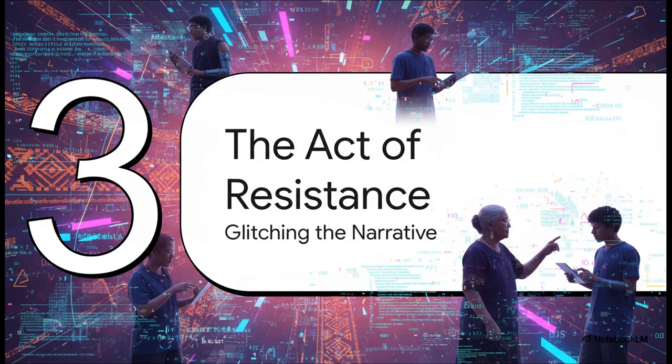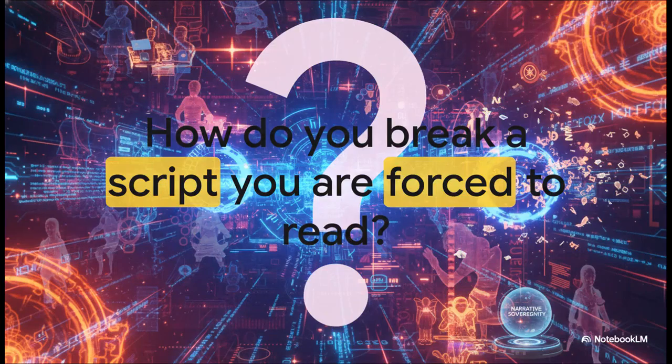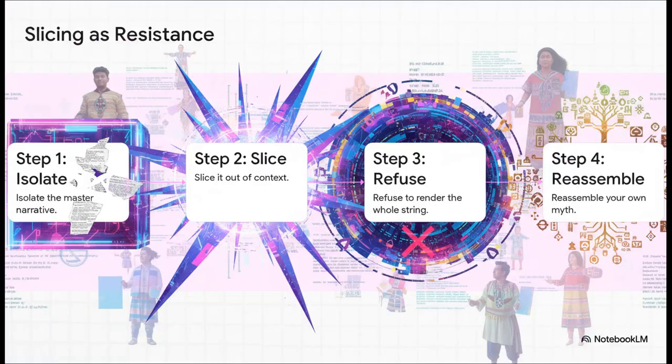Now let's connect the dots. This is where technique meets purpose. We can actually use these tools for an act of resistance, for glitching the narrative. This is where we go from knowing how to manipulate text to really understanding why we're doing it. I want you to really consider this question. So often we're presented with these master narratives, these official stories we're supposed to accept. Well, these tools give us a way to respond, to deconstruct those scripts, and to achieve a kind of narrative sovereignty.